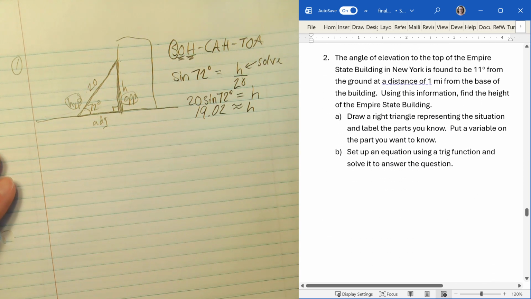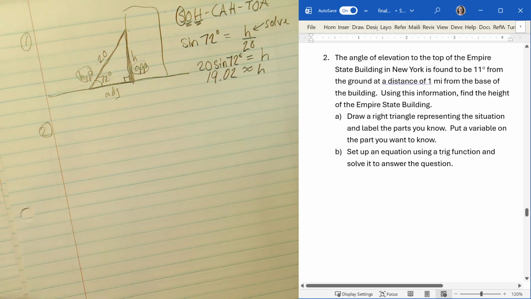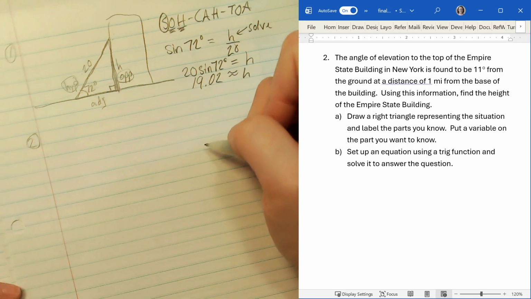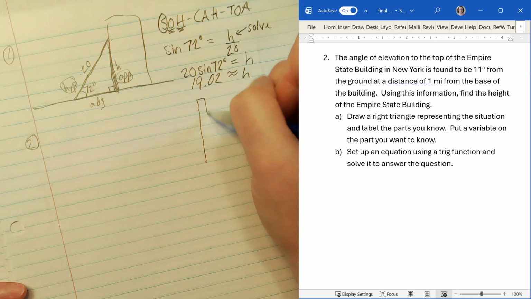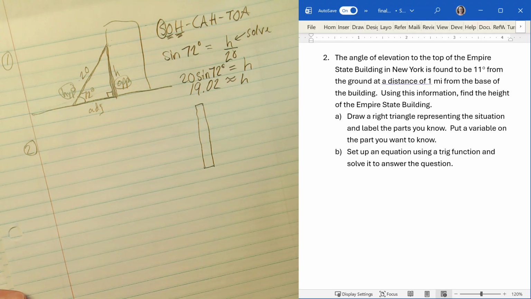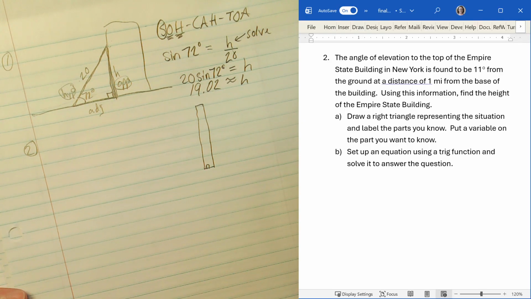And let's look at problem 2. The angle of elevation to the top of the Empire State Building in New York is found to be 11 degrees from the ground at a distance of 1 mile from the base of the building. Okay, so I'm just going to draw a building again, and all my buildings look like rectangles because it's just a math problem, so rectangles are good. You can put a little door in the bottom if you want, though that's way too big for the Empire State Building, I think.